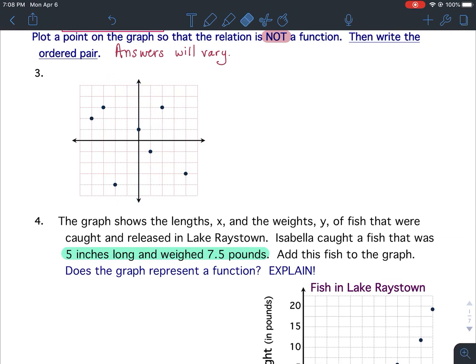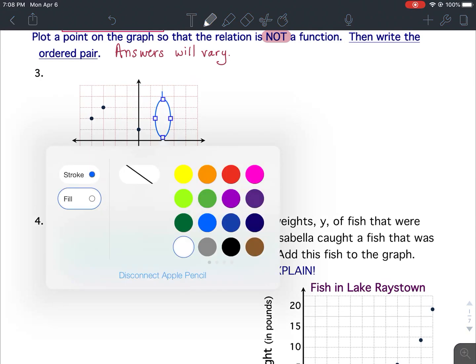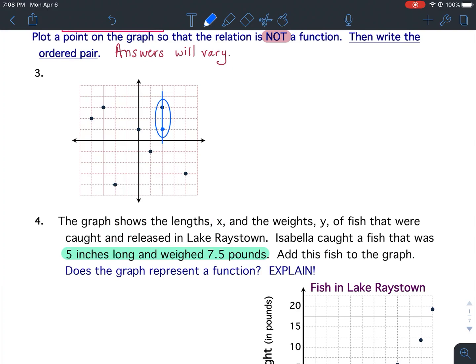So let me give you an example. I might plot a point right here. By plotting a point right there, if I draw a vertical line, it does not pass the vertical line test. And because it doesn't pass the vertical line test, it would make it not a function. So then my final answer would be the ordered pair 2, 1, because I went over 2 and up 1.